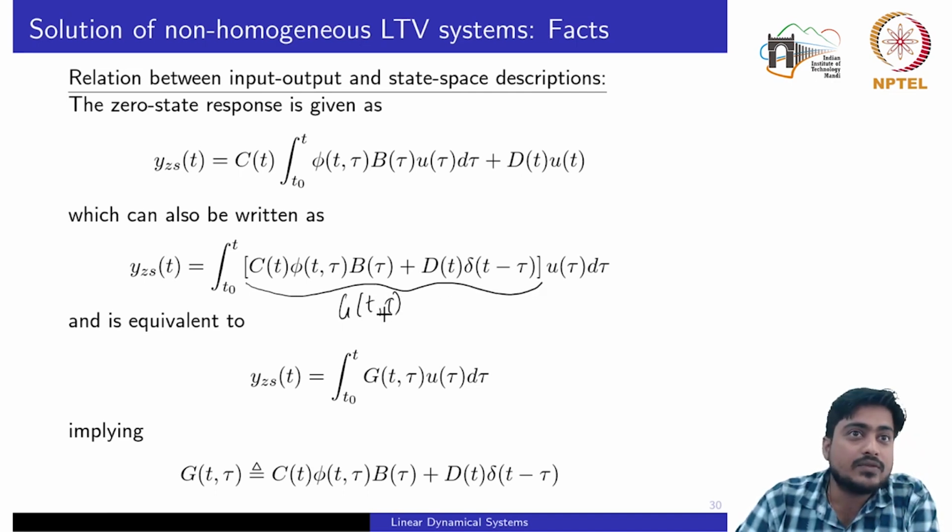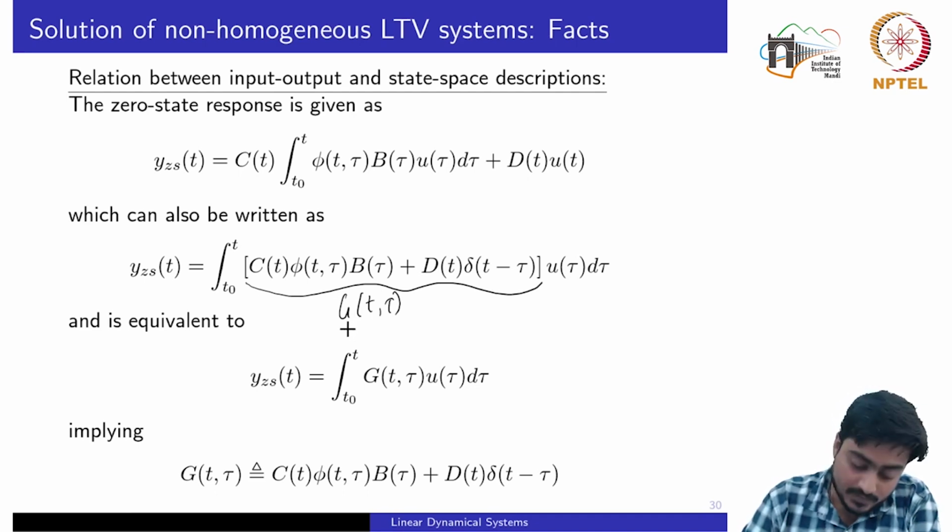So in the last lecture we explicitly wrote the zero state response in terms of the G impulse function. Now here we express the relationship of all these state space matrices B, C, D in terms of the impulse function matrix.